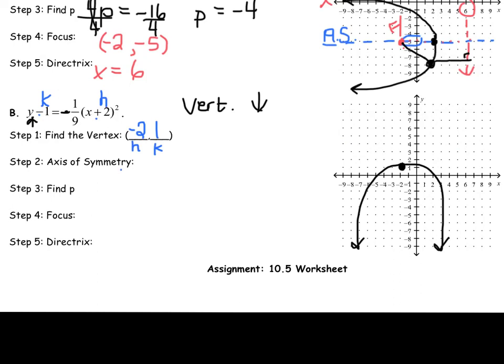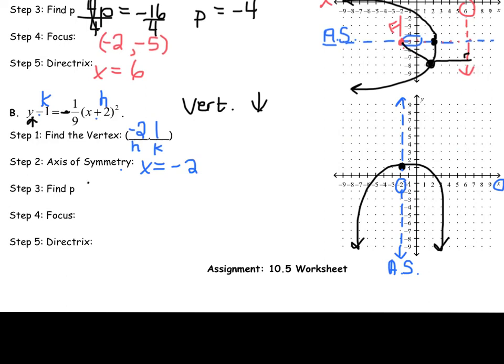Now I can put on the axis of symmetry. It's going to go right through the middle so that it's symmetric on both sides. I'm going to label it axis of symmetry and write the equation. It goes through negative 2 on the x-axis. So the equation is x equals negative 2.